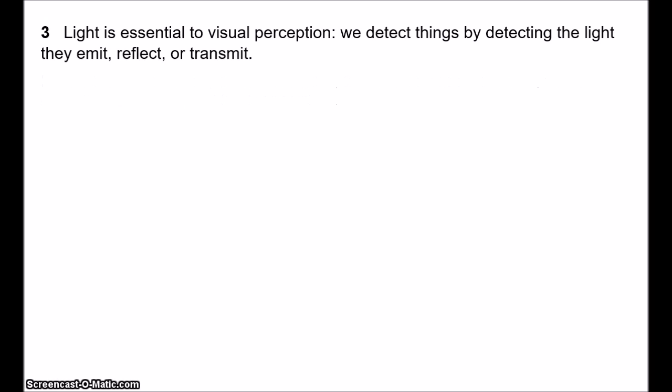Okay, a third argument, which I think has a bit more bite, is that it is concerned with how perception actually works in normal circumstances. Light is essential to the means of visual perception. We see things by detecting the light emitted or reflected or transmitted by them. Now, I should note there maybe are some exceptions to this. Consider shadows, holes, silhouettes. Arguably, we don't see shadows by detecting the light from them, rather shadows are absences of light.